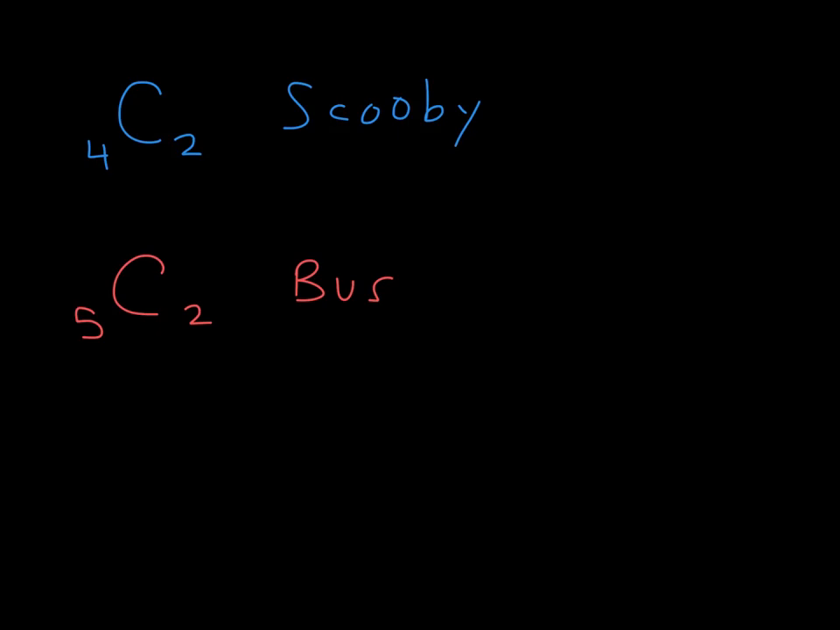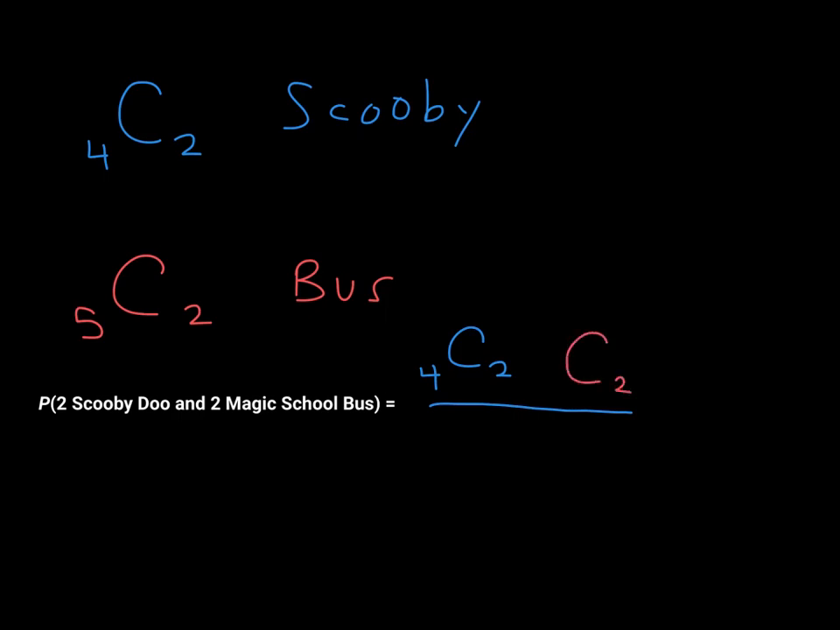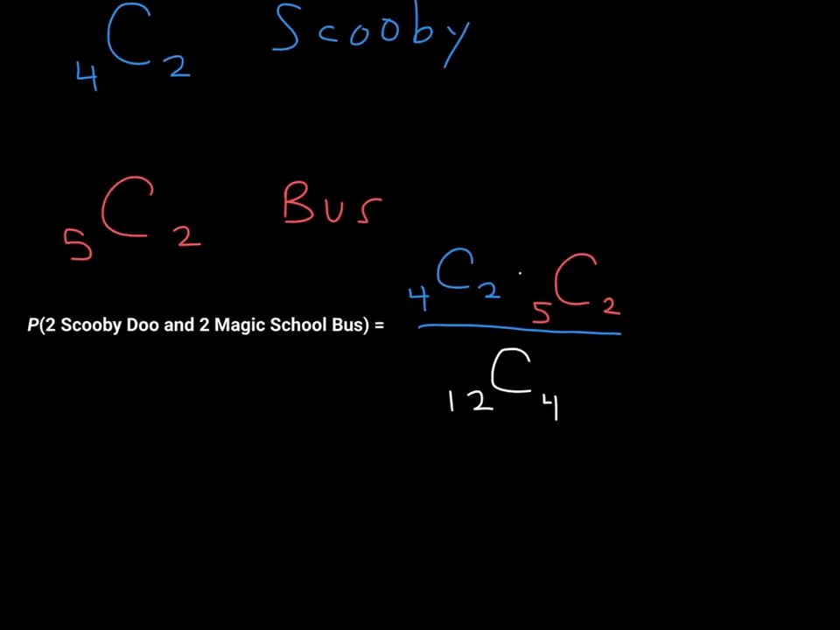So let's go to our probability. In the numerator, we're going to have the favorable outcomes, which is the number of ways we can choose the 2 DVDs from Scooby, the number of ways we can choose 2 DVDs out of all the Magic School Bus DVDs, and we're multiplying because we're using the fundamental counting principle, right? In the denominator, you're going to have the total number of ways you can choose 4 DVDs out of 12. We found that number a little while ago.